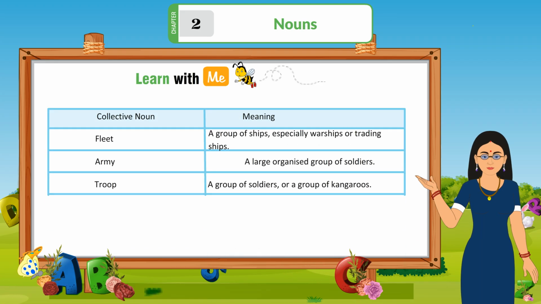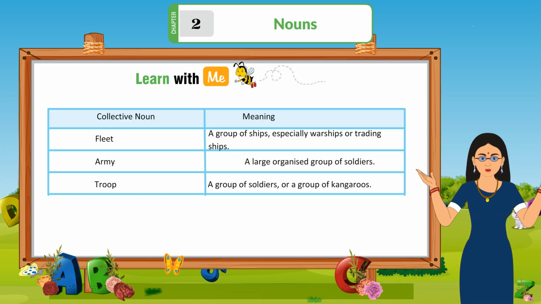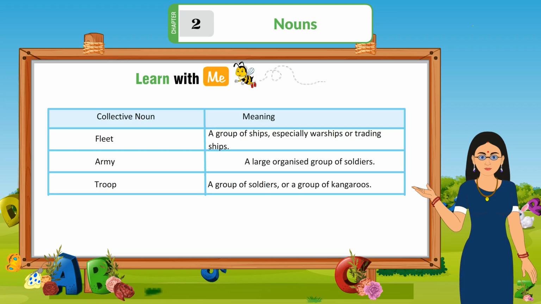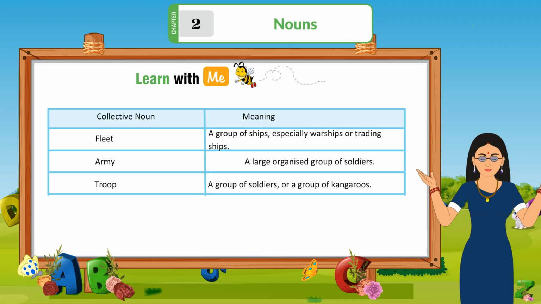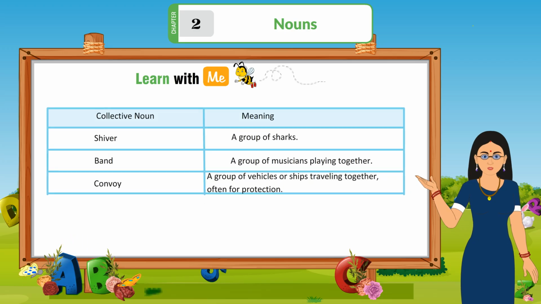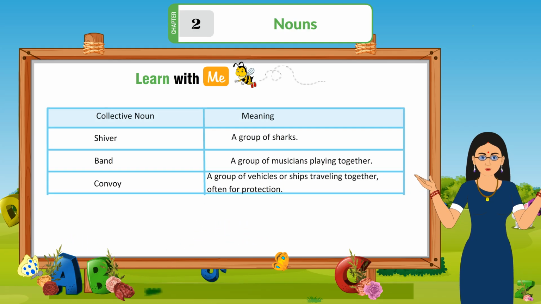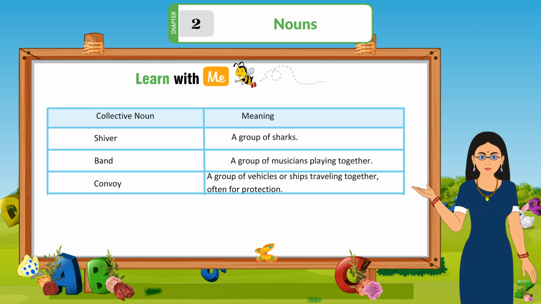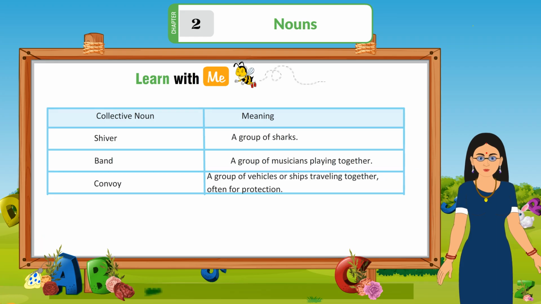Fleet, a group of ships, especially warships or trading ships. Army, a large organized group of soldiers. Troop, a group of soldiers or a group of kangaroos. Shiver, a group of sharks. Band, a group of musicians playing together. Convoy, a group of vehicles or ships traveling together, often for protection.